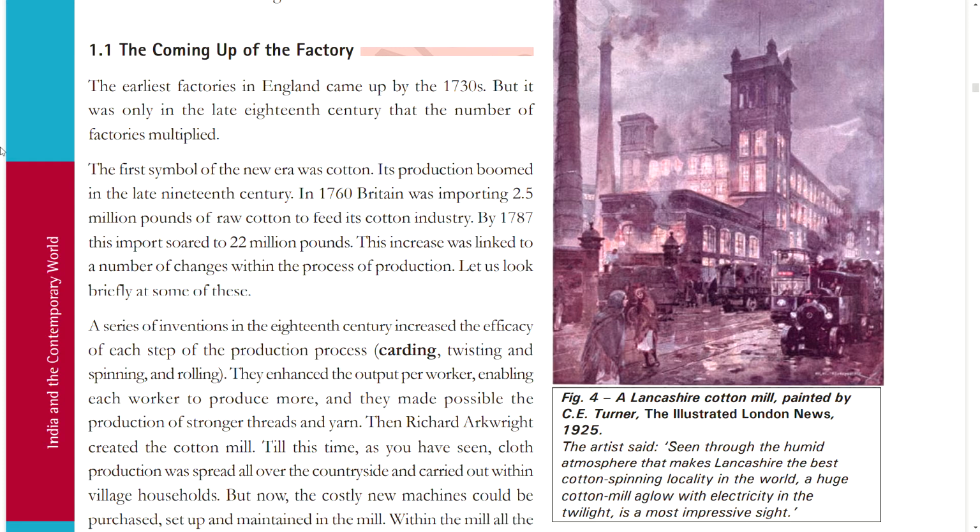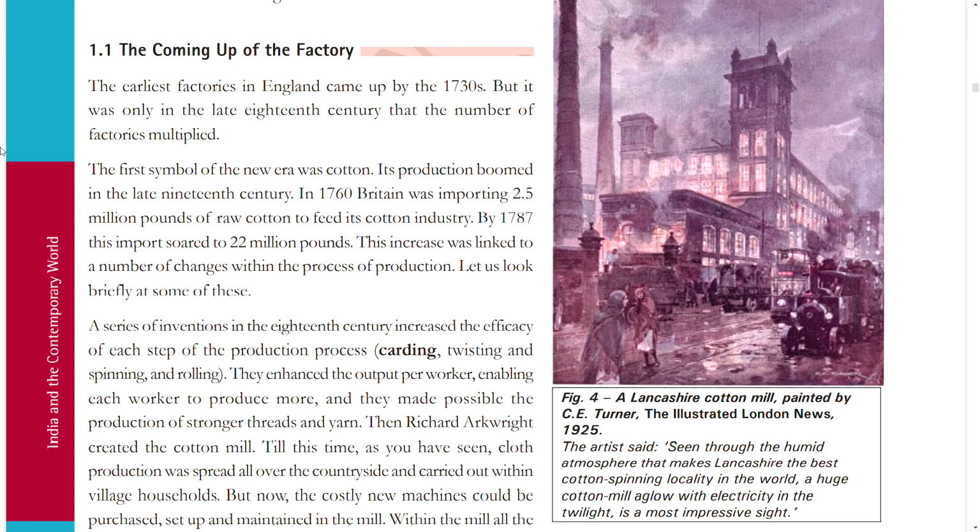The earliest factories in England came up by the 1730s, but it was only in the late 18th century that the number of factories multiplied. The first symbol of the new era was cotton. Its production boomed in the late 19th century. In 1760, Britain was importing 2.5 million pounds of raw cotton to feed its cotton industry. By 1787, this import soared to 22 million pounds. This increase was linked to a number of changes within the process of production. Let us look briefly at some of these.